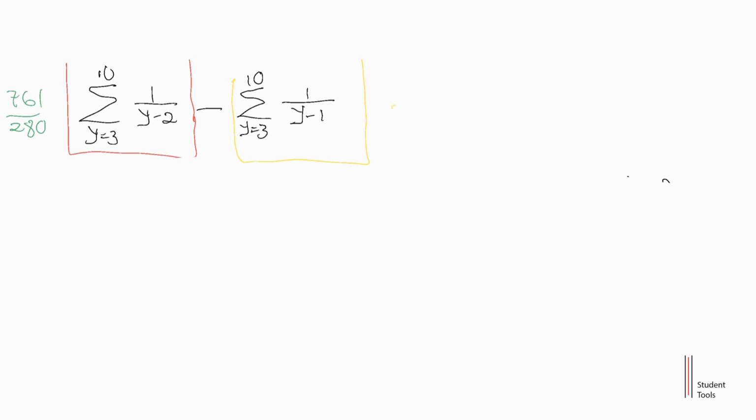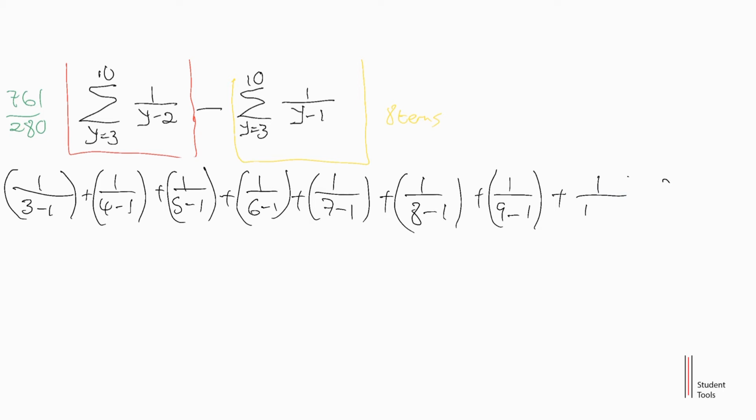Alright, now guys and girls, we are calculating this part. And this part has 8 terms as well. So we will start with when y is equal to 3. So 1 over 3 minus 1, because it's y minus 1, plus 1 over 4 minus 1. We will do this up to a 10. So plus 1 over 5 minus 1 plus 1 over 10 minus 1. And this is the last one. So we have 1, 2, 3, 4, 5, 6, 7, 8 terms.